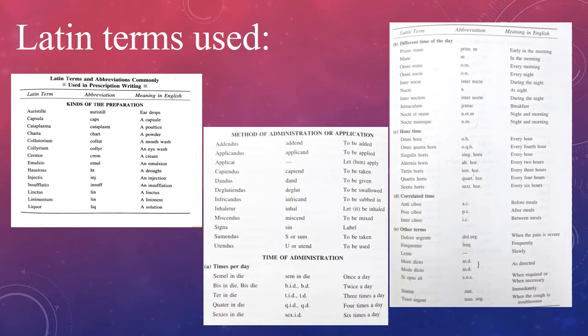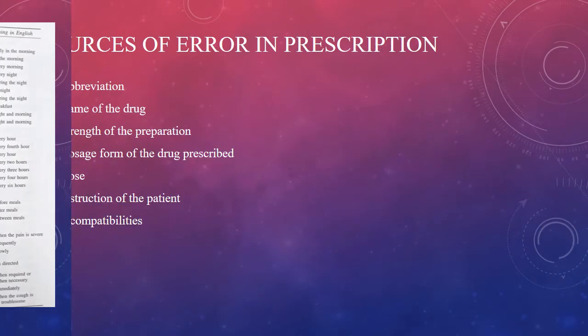For different times of the day, primo mane means early in the morning, mane means in the morning. For hour time, omni hora means every hour, omni quarta hora means every fourth hour, and so on.